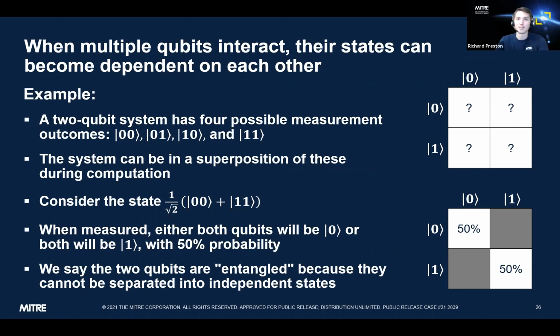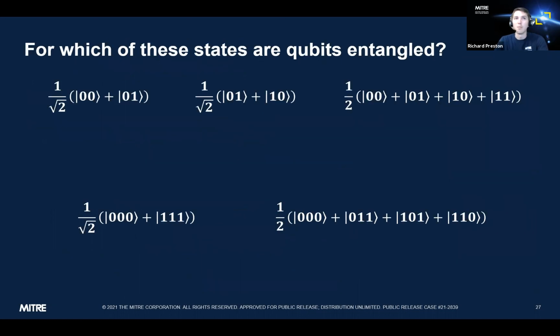All right, let's do a little bit of a quiz. I have some state vectors here, and the question is, for which of these are the qubits entangled? So what about this first one? 1 over root 2, 0, 0 plus 0, 1. And the hint here is, if you measure one qubit and it tells you something about the other qubit for sure, then they're entangled. If not, then they're not entangled.